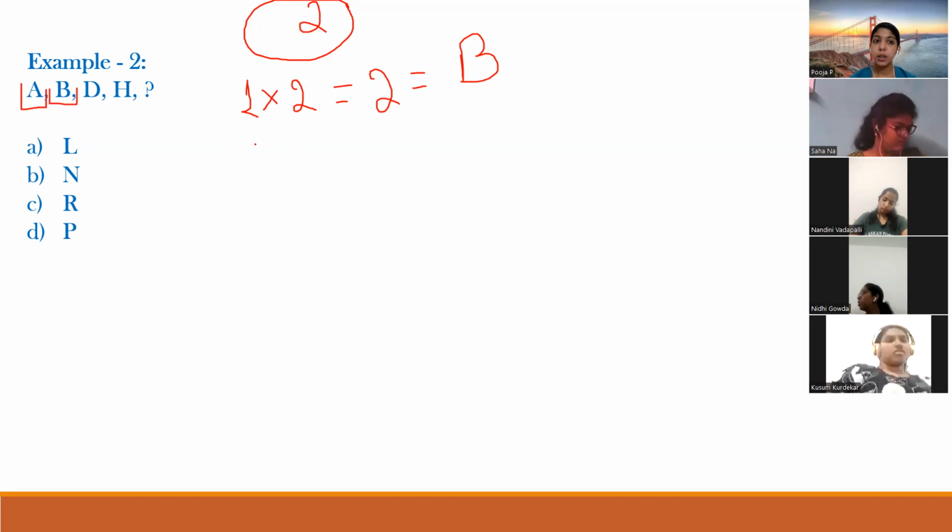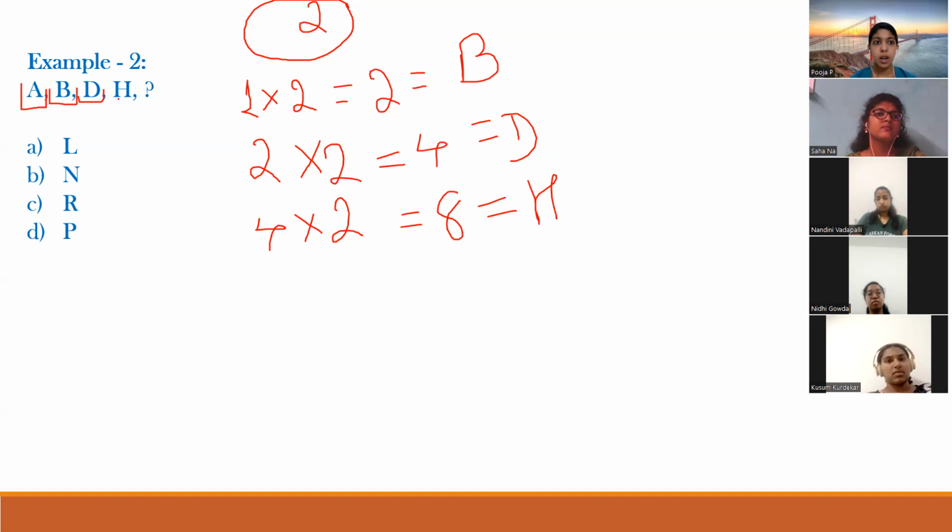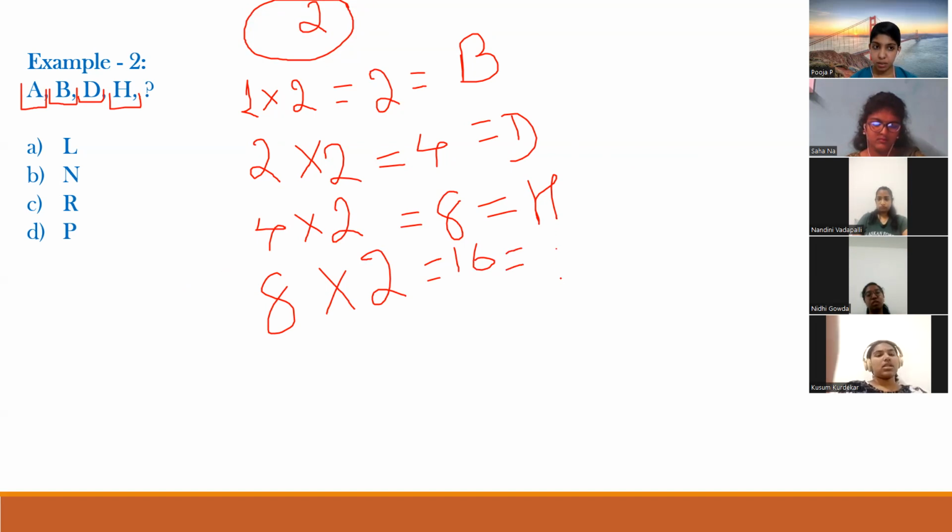So what is the letter number for B? 2. 2 into 2 gives you 4. So which is your fourth letter? D. Now, what is the letter number for D? That is 4. 4 into 2, you get 8. Which is the eighth letter? H. So that's how they got H in the series. So what is the letter number for H? 8. So you multiply 8 into 2, 16. So which is the 16th letter? It is P. That's how you land up at option D.